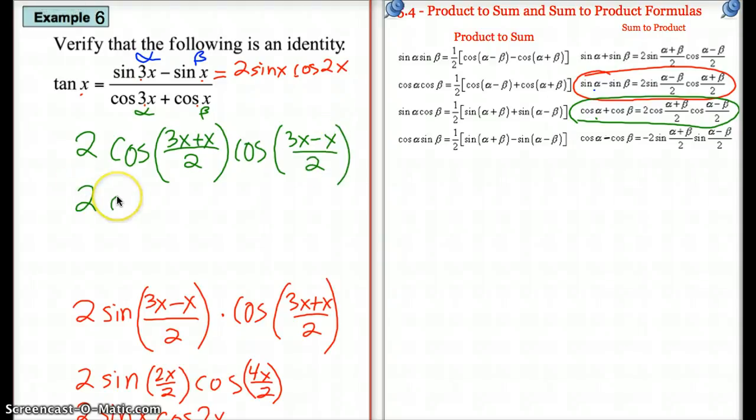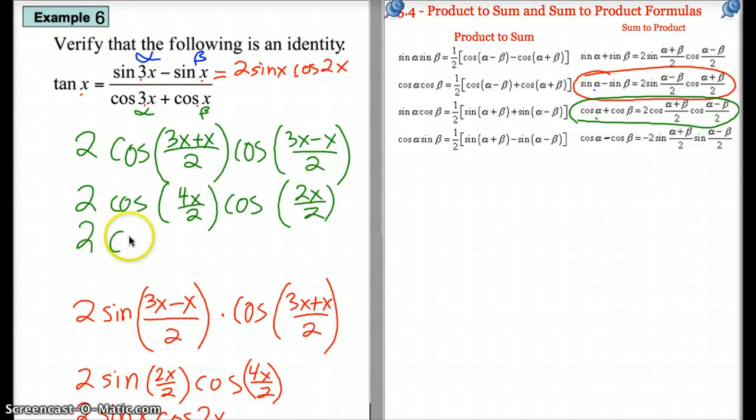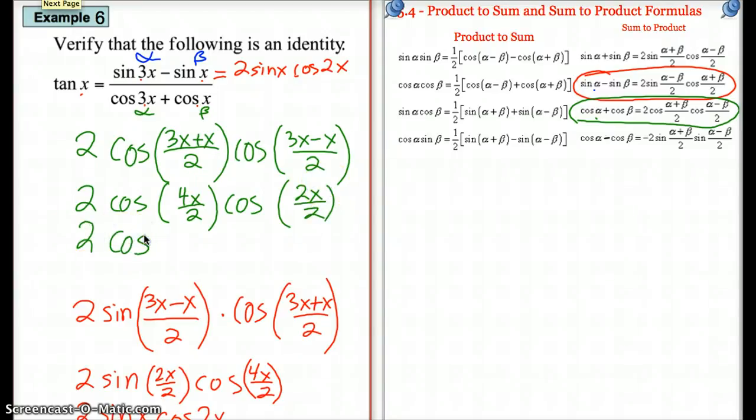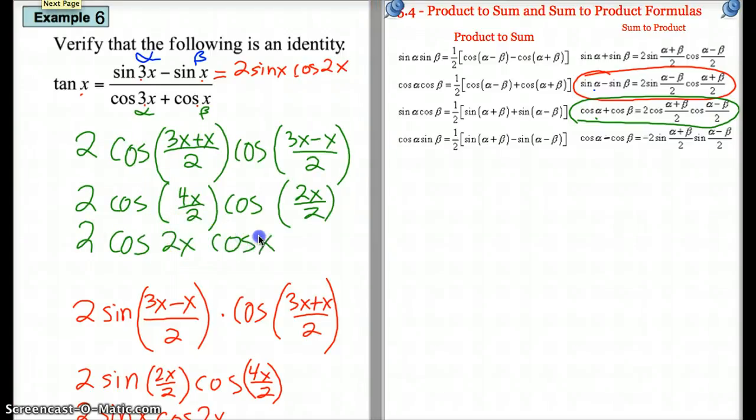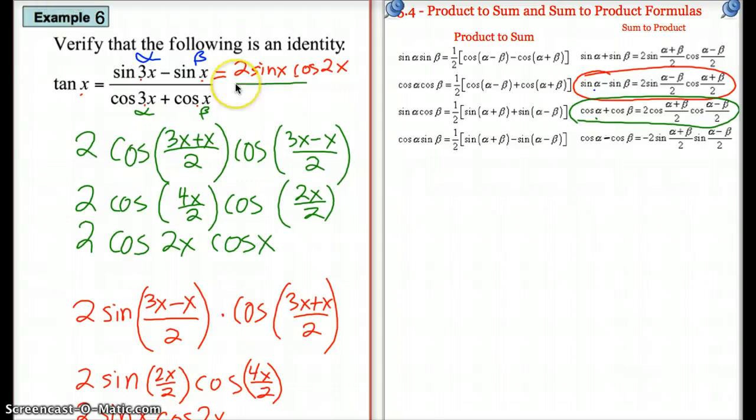Let's simplify that out just like we did in the numerator. It looks like we get 4x over 2, and in the other one, 2x over 2. So once again, this simplifies and condenses quite nicely. I'm going to have 2 cosine of 2x and cosine of x. So the denominator will become 2 cosine 2x and cosine of x. I'm already seeing how this is going to be helpful to me.